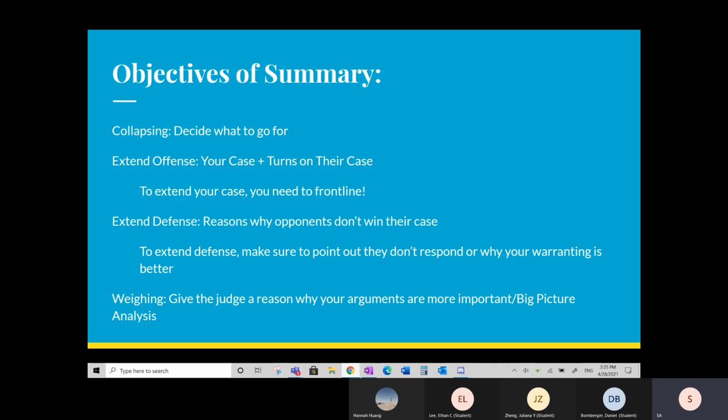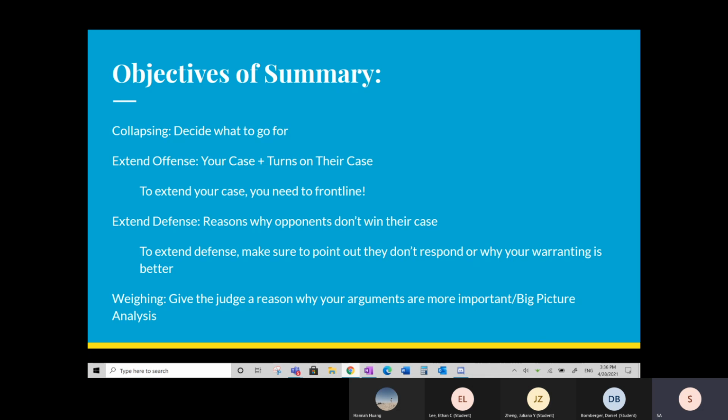Because if your opponent's frontline says, no, my opponents tell you innovation goes down 20%, but it actually goes up 20%, and you just repeat, no, it goes down 20%, then nobody is doing any warranting or comparison, so the judge doesn't know who to vote for, right? Because it's just two people throwing numbers. So when you're extending defense, make sure to explain why your argument makes more sense than your opponent's.